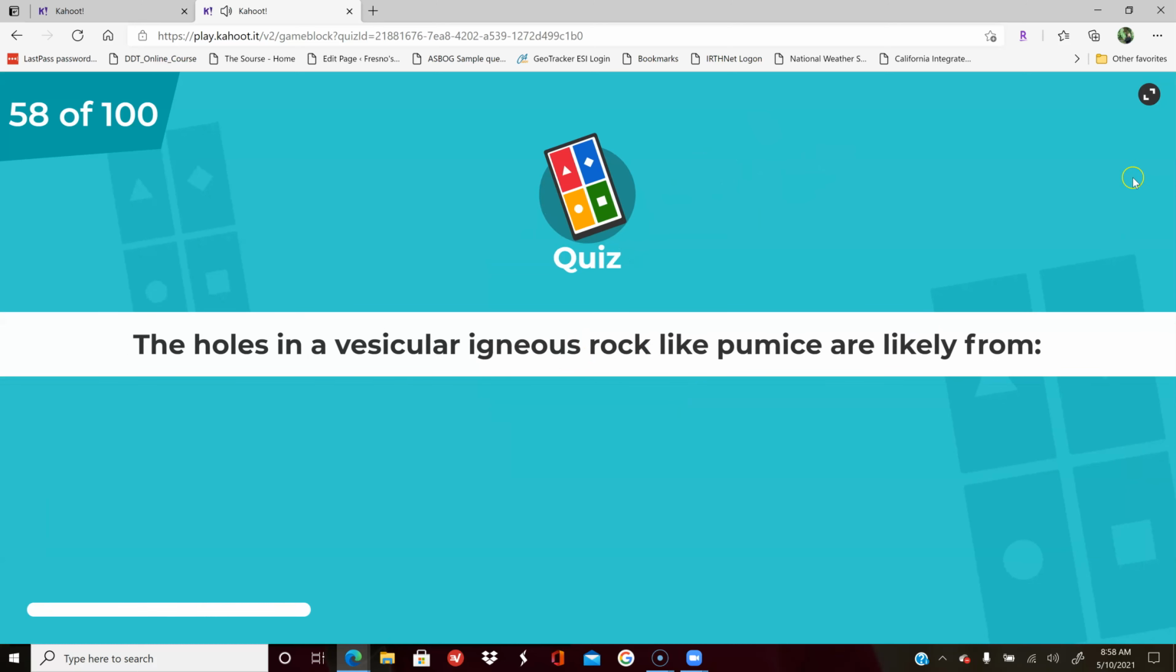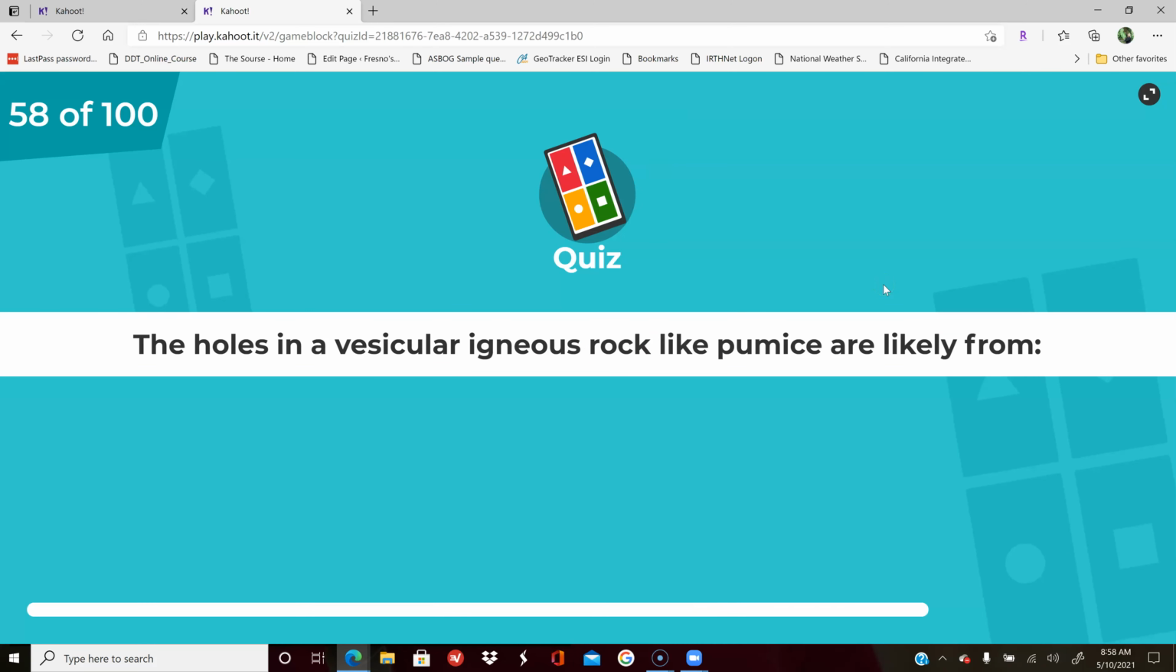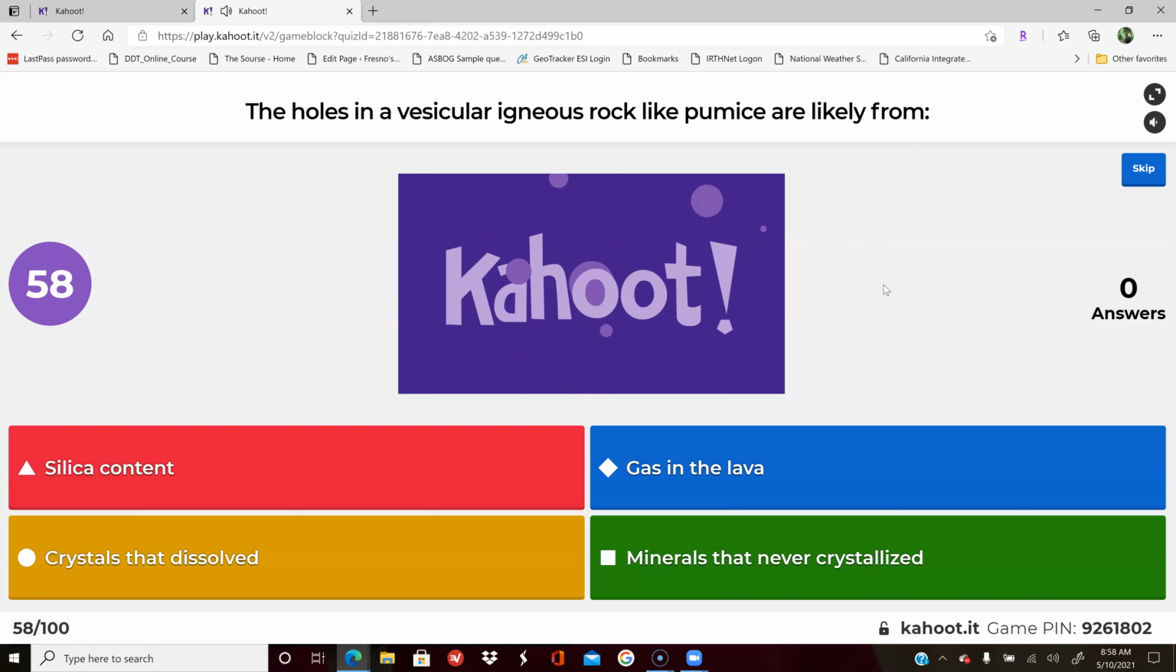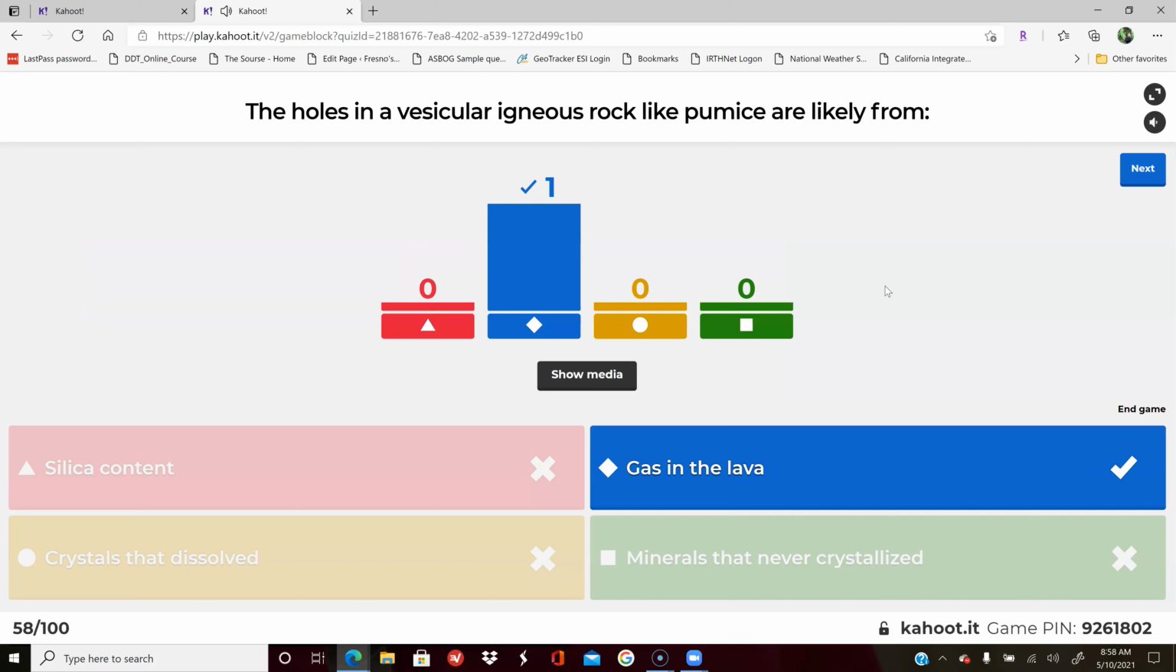The holes in a vesicular igneous rock like pumice are likely from silica content, gas in the lava, crystals that dissolved, or minerals that never crystallized. That'd be the gas in the lava. So it holds space in the rock, and when the rock crystallizes and solidifies, the gas then escapes and leaves holes.